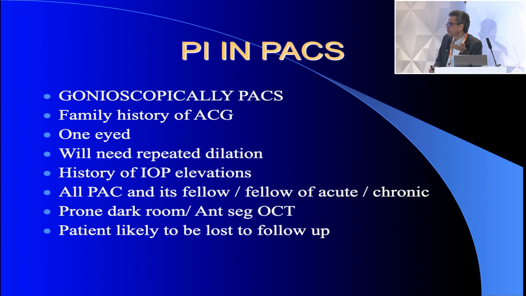And obviously, if it's a fellow eye, fellow of an acute or a chronic ACG, obviously we are going to do something. You can do a prone darkroom test, or the patient is likely to be lost to follow-up. So in these situations, yes, go ahead and do a PI in a PACS. Otherwise, please try and follow up these patients.